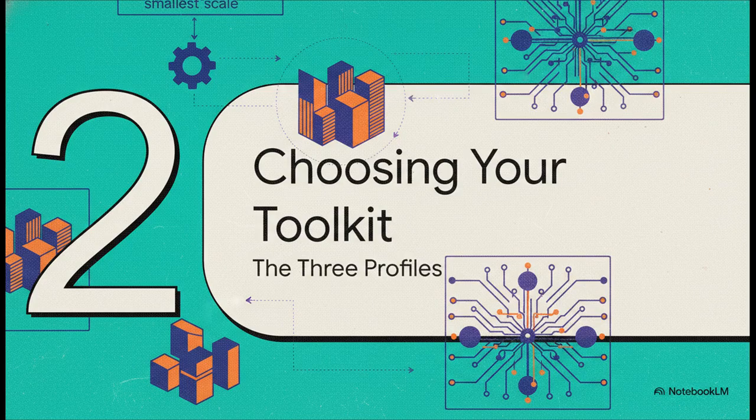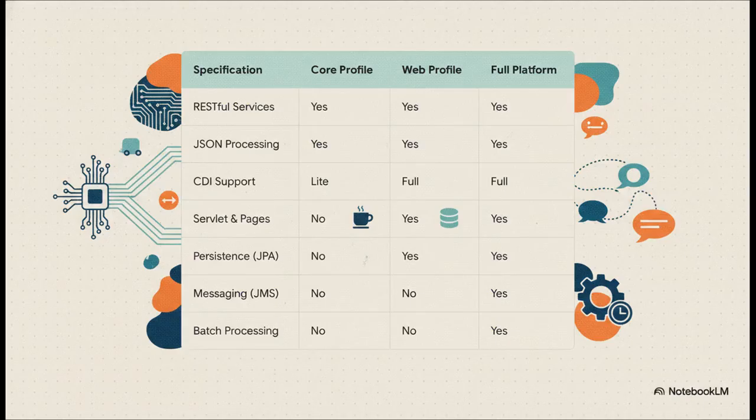Let's break them down. Okay, so this table shows you exactly how these toolkits stack up. You start with the core profile. That's got the absolute essentials for modern microservices, things like REST and JSON support. Then you've got the web profile, which has everything from core, but it adds the key stuff for web apps, like servlets for handling requests and persistence for talking to a database.